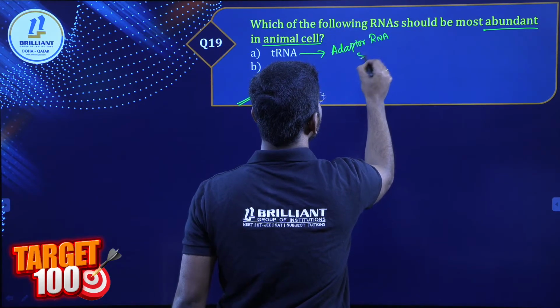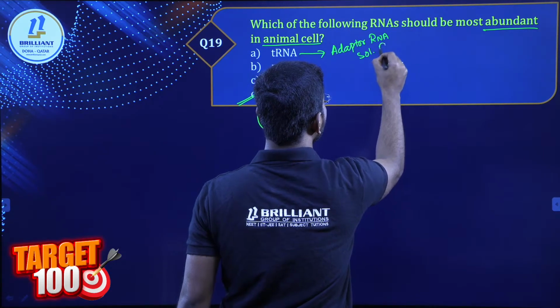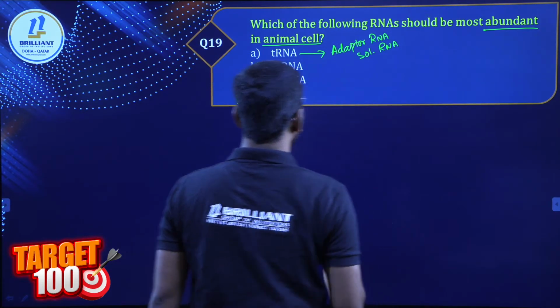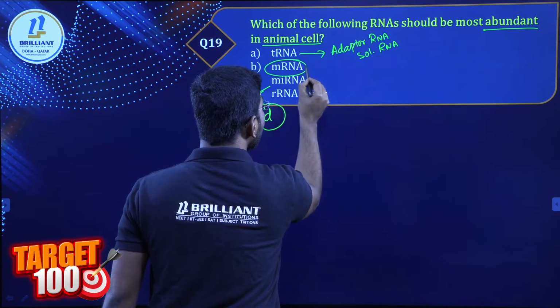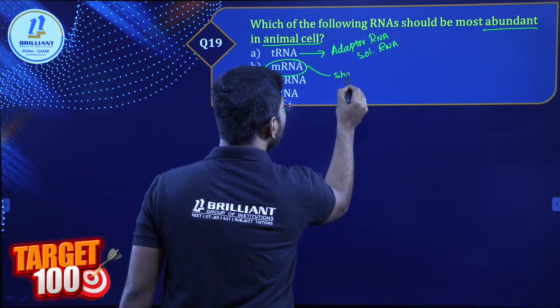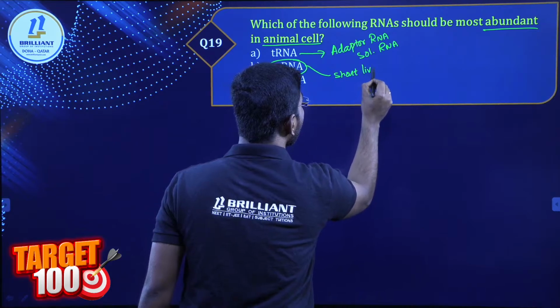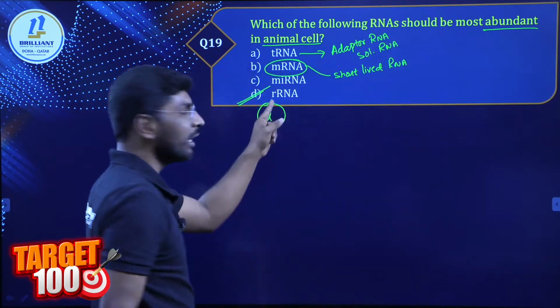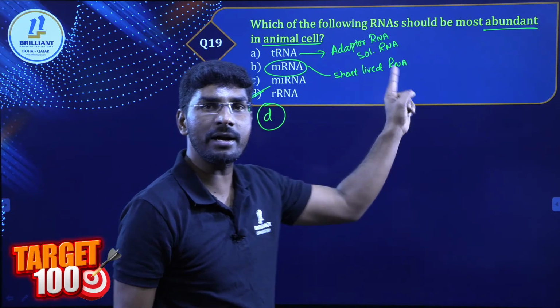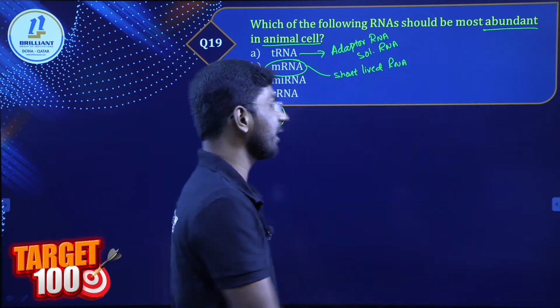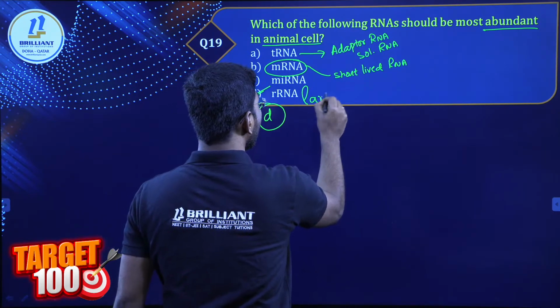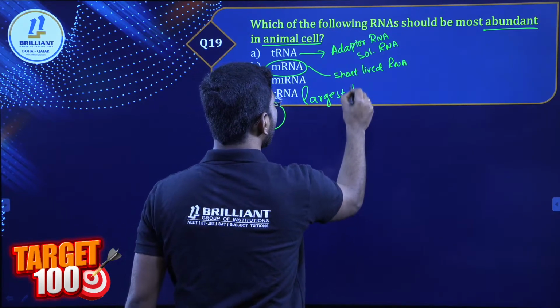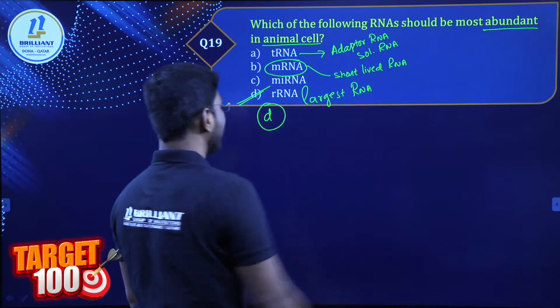It is also called soluble RNA. mRNA is called short-lived RNA. Remember all of you. Ribosomal RNA is the abundant RNA and the largest RNA. This we can also write as largest RNA. Remember all of you.